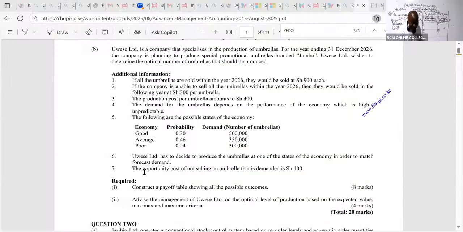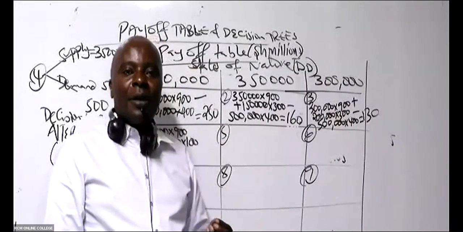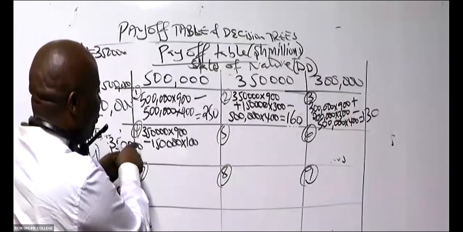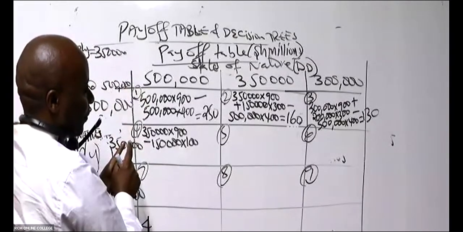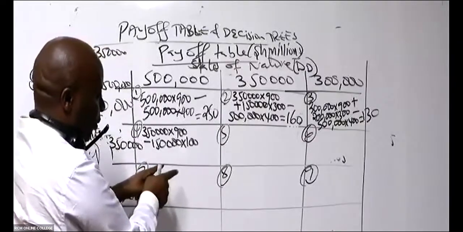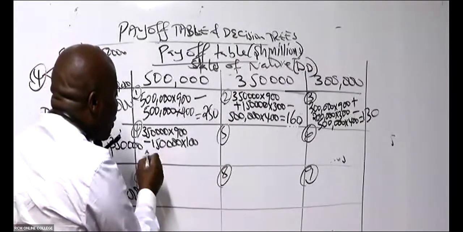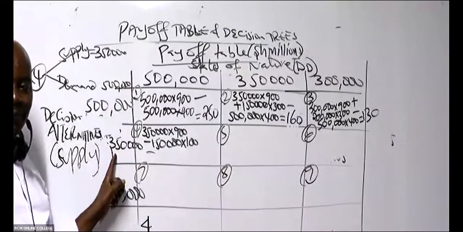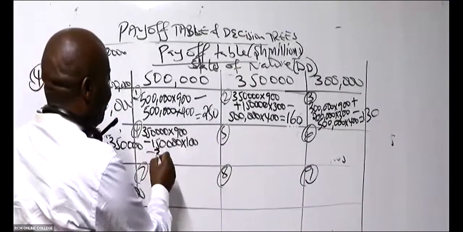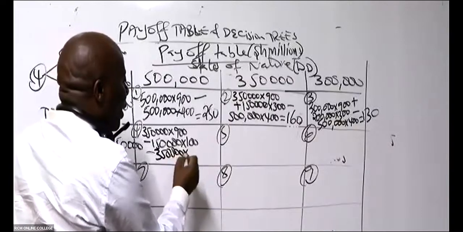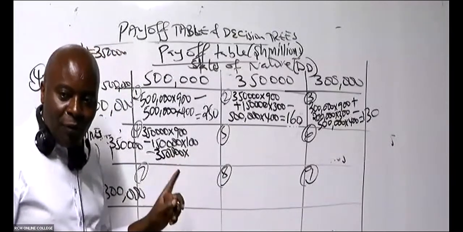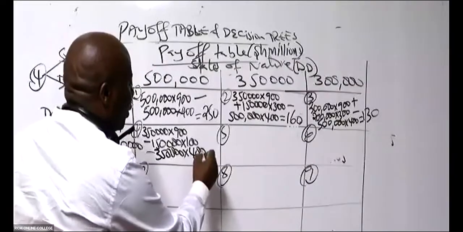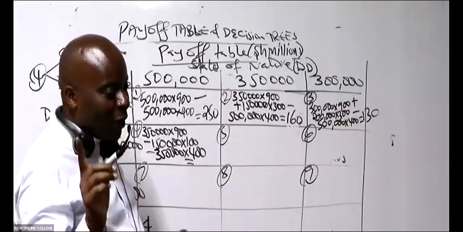Look at note number 7. The opportunity cost of not selling an umbrella is 100. If somebody comes and says, hey, I want an umbrella and you don't have it, then because you can see here, we've supplied 350, but there are so many guys demanding. So then minus 150,000. All right. Minus the cost of production. How many did we produce ourselves? 350,000. What is the cost of producing one umbrella? 300, no, 400. 400.